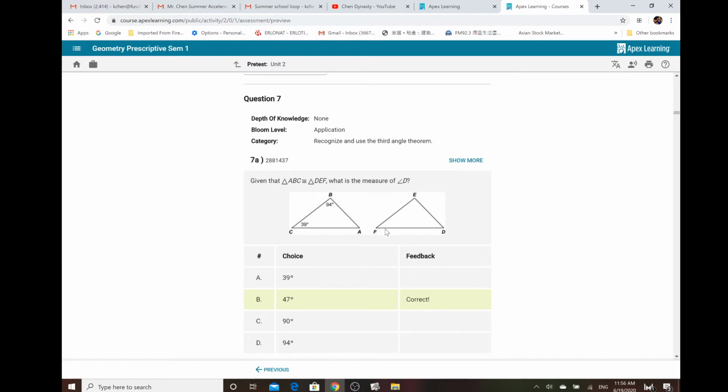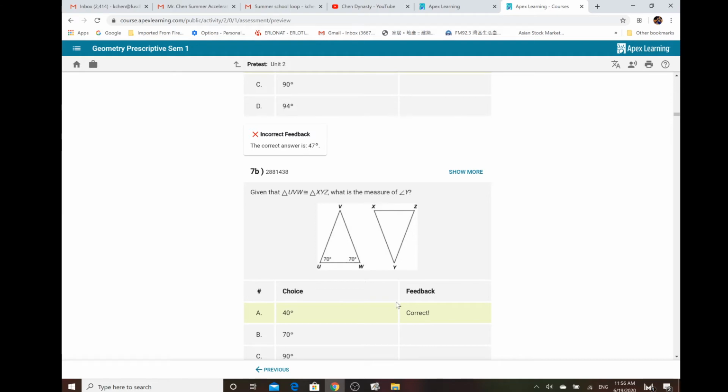And number 7, this one is about congruent triangles. Congruent triangles have all corresponding angles equal, or congruent. Angle B is 94, so angle E is also 94. Angle C is 39, and for angle A we can use the triangle sum theorem. We get 47, which is the same as angle D.